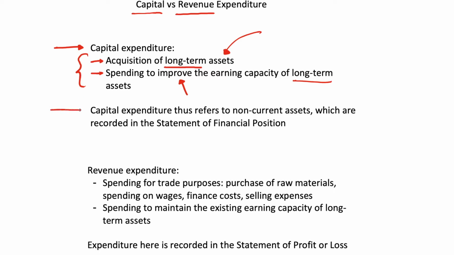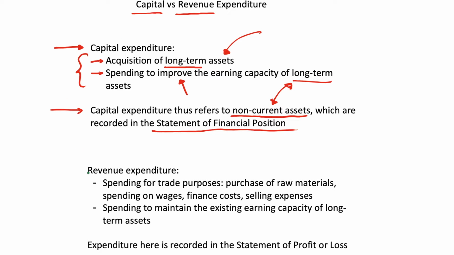So as we say here, capital expenditure refers to non-current assets. We've discussed this in a previous video, with non-current linking into this long-term idea, assets that are going to last us more than 12 months. And these non-current assets are going to be recorded in the statement of financial position. Again, a financial statement which we discussed in a previous video. So that's what capital expenditure is.